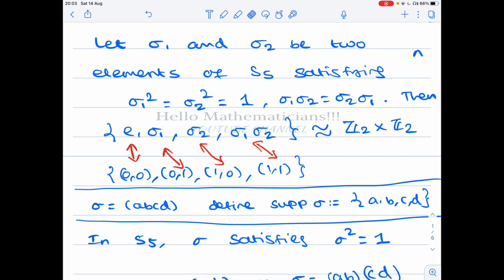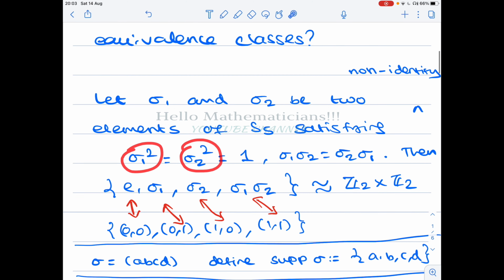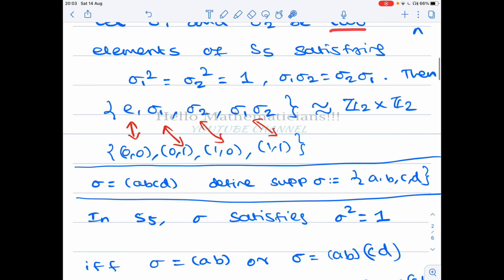First we want to see how to form the subgroups of S5 which are isomorphic to Z2 cross Z2. So we suggest a method, and in that method we can construct all the subgroups of S5 which are isomorphic to Z2 cross Z2. Let sigma 1 and sigma 2 be two permutations in S5 satisfying sigma 1 squared is identity and sigma 2 squared is identity. We take these two elements to be non-identity elements, such that their squares are identity and they have to commute also.